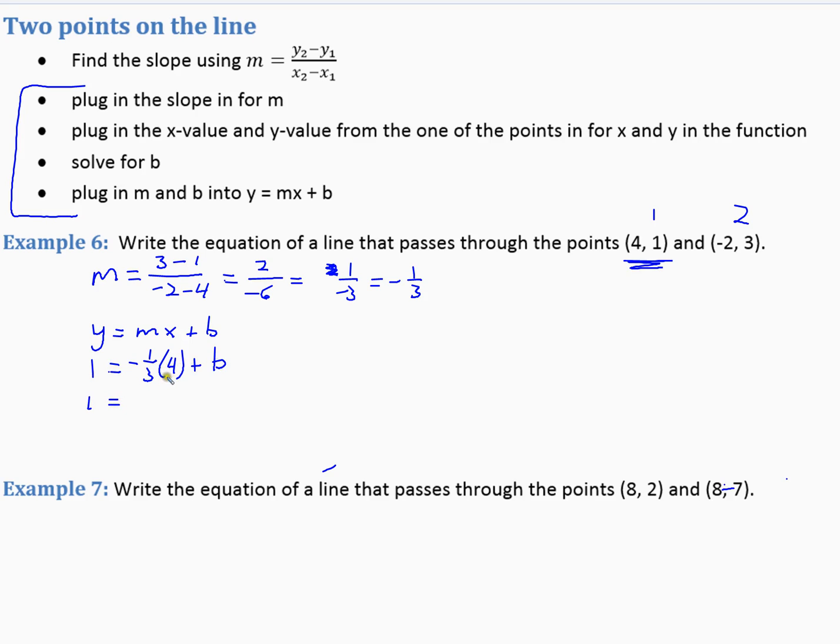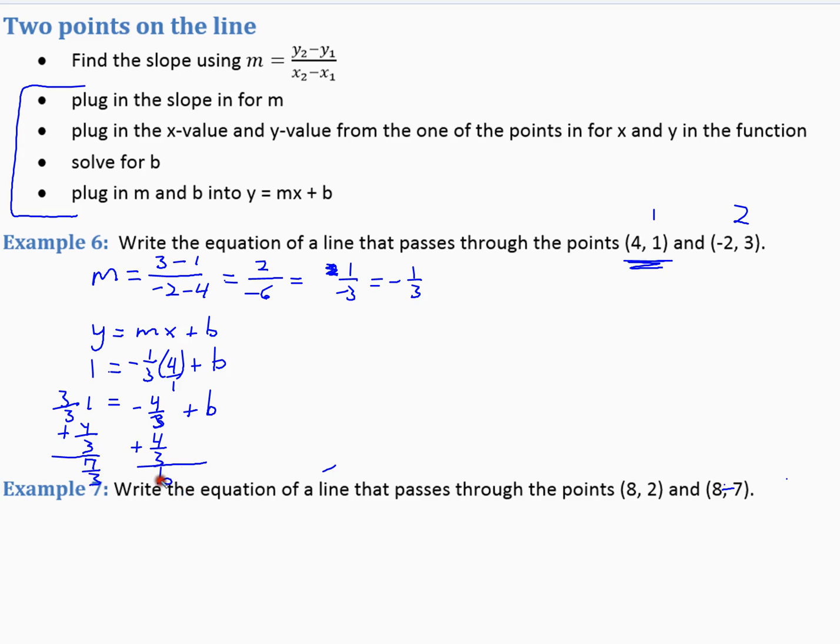So multiplying this is -4/3 plus b. I would add 4/3 to both sides. And to add these, you need a common denominator, so we can think, well, I'm going to multiply this by 3 over 3. Well, 3 over 3 times 1 is just 3 over 3, so we have 3/3 plus 4/3 is 7/3.